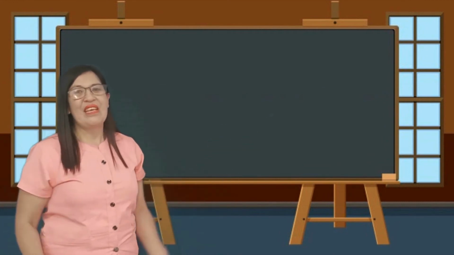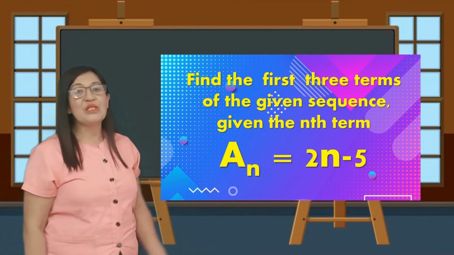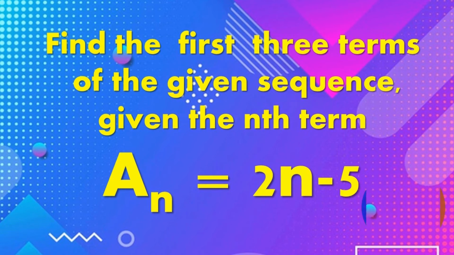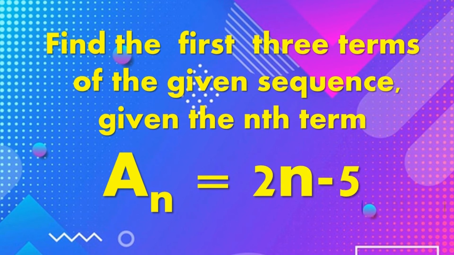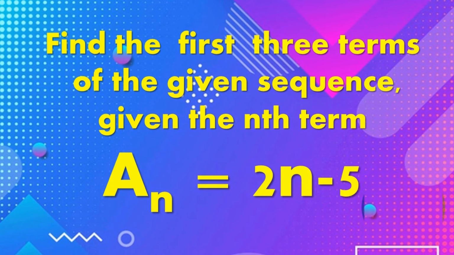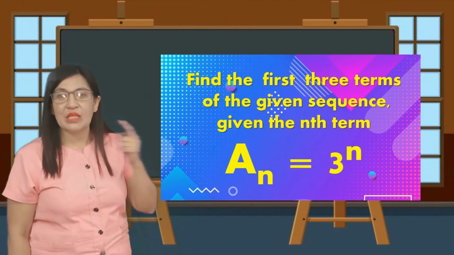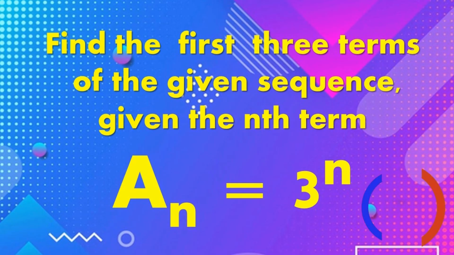Here's number 2. A sub n equals 2n minus 5. This will be answered for 30 seconds. Third number. A sub n equals 3 to the power of n. This will be answered for 20 seconds.